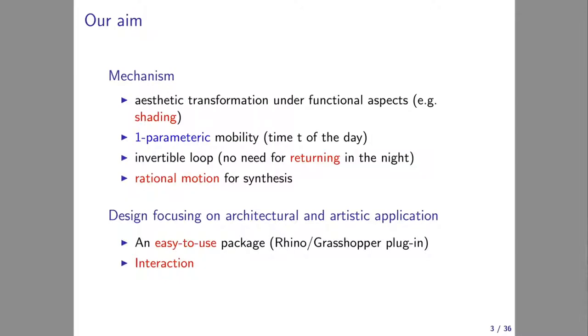We present an interactive tool in Rhino Grasshopper such that non-expert users can create their invertible loops, which are self-collision free over the complete motion cycle. There are also interactions between the user and the tool.